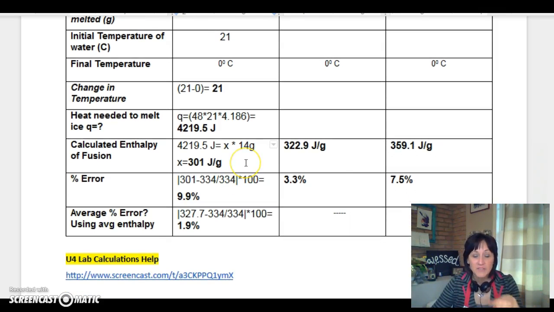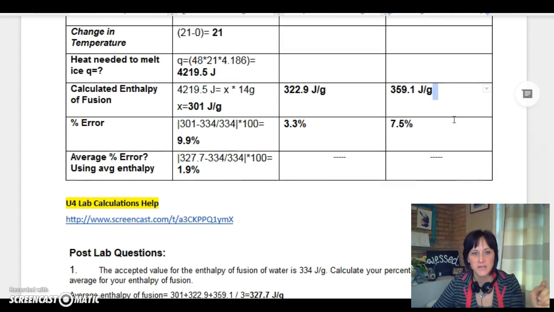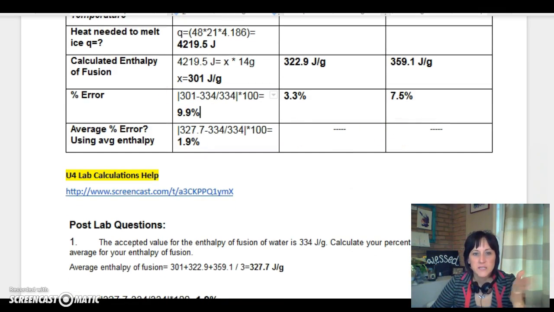So then I can calculate out that enthalpy of fusion, which is how much energy per gram it takes. When we're talking about, we're doing water here, right? We're changing that phase from a solid to a liquid. So my first trial was 301, you can see, my second 322, and my third 359. So then I can calculate my percent error, right? The absolute value. So what I got, minus theoretical, divided by theoretical, times 100, absolute value, no negatives, right? So you can see my 3 different percent errors. And then lastly, I calculated the average percent error.